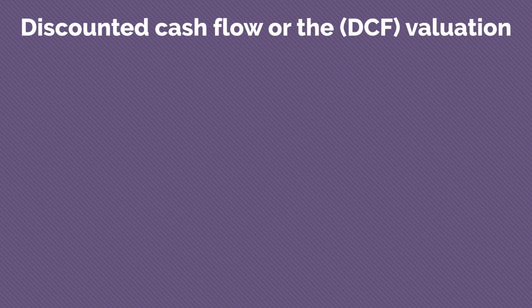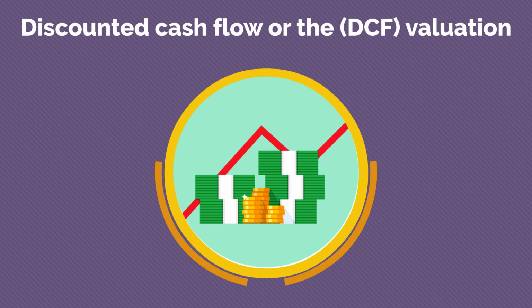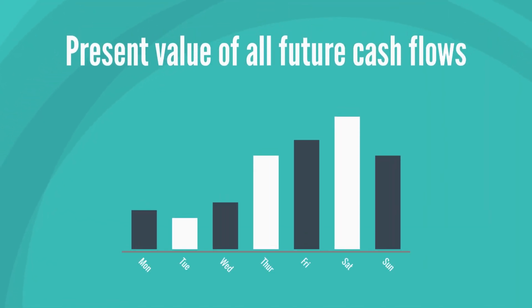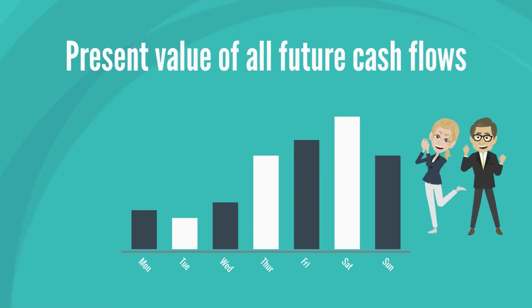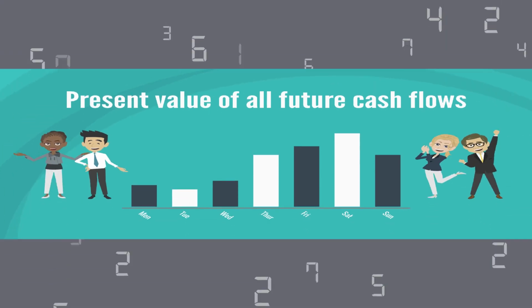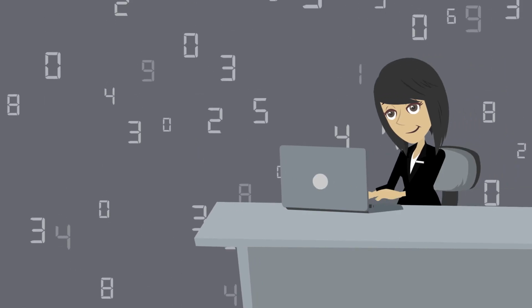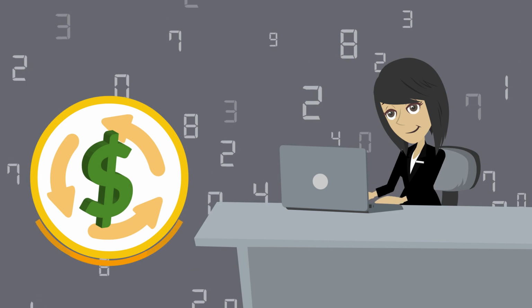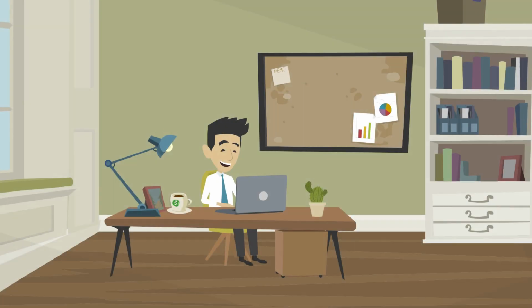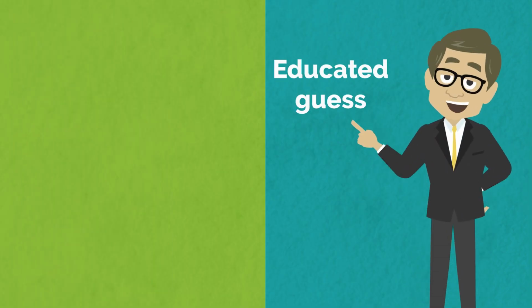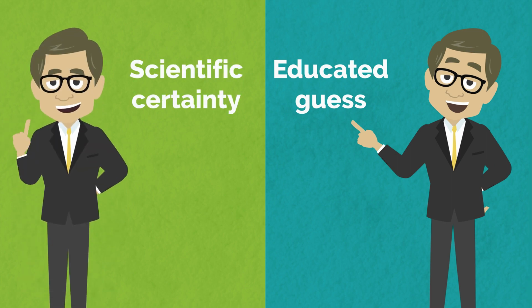The discounted cash flow, or the DCF valuation approach, considers the time value of money. This approach estimates the value of an asset as the present value of all future cash flows that the investor expects to receive from the asset. In order to conduct a DCF analysis, an investor must make estimates about future cash flows and the ending value of the asset. The investor must also determine an appropriate discount rate for the DCF model, understanding that the discount rate is an educated guess and not a scientific certainty.